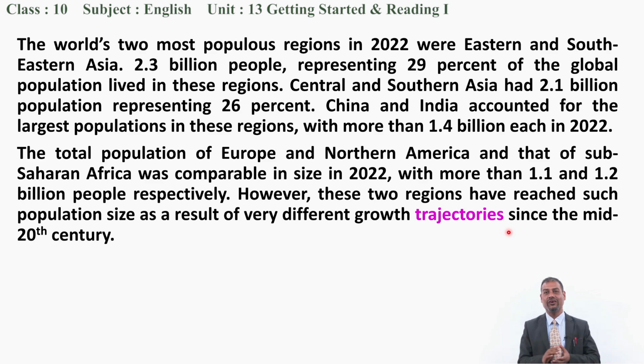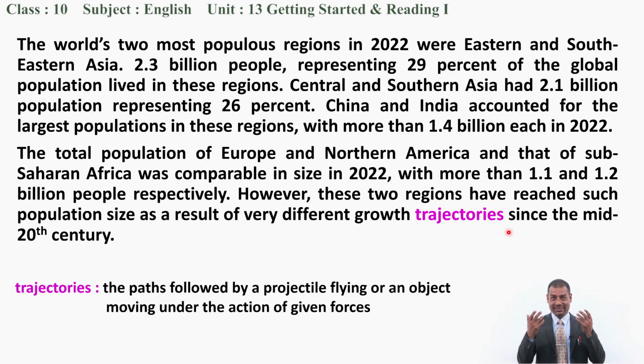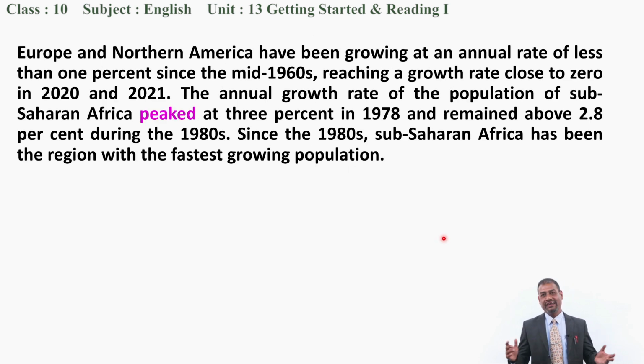Oh, it's a very unfamiliar word for you, I guess. So what's the meaning of this word? Don't worry, I am here to help you. So trajectories means the paths followed by a projectile flying or an object moving under the action of given forces. Okay, the paths followed by a projectile. So you can find the growth, projection of population. Is it clear to you? Good job. If so, again another paragraph.